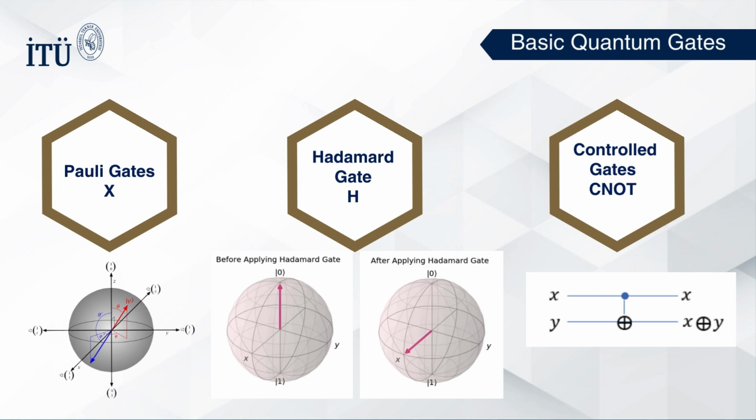The CNOT gate, controlled NOT, acts on two qubits. If the control qubit is 1, it flips the target qubit state. And if the control qubit is 0, it does nothing.